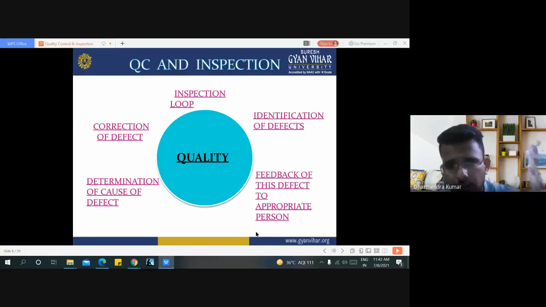If we centralize on quality, then these are the various factors which affect the quality, like correction of defects. How do we correct the defect? On the basis of that examining or testing parameter, we can find the better method for correction of defects. Inspection loops, identification of defects, feedback of this defect to the appropriate person, determination of the causes of defect.